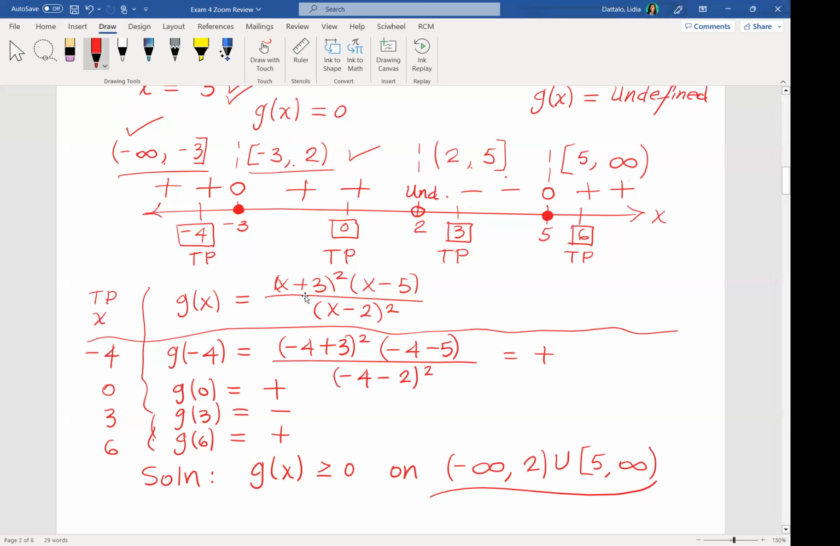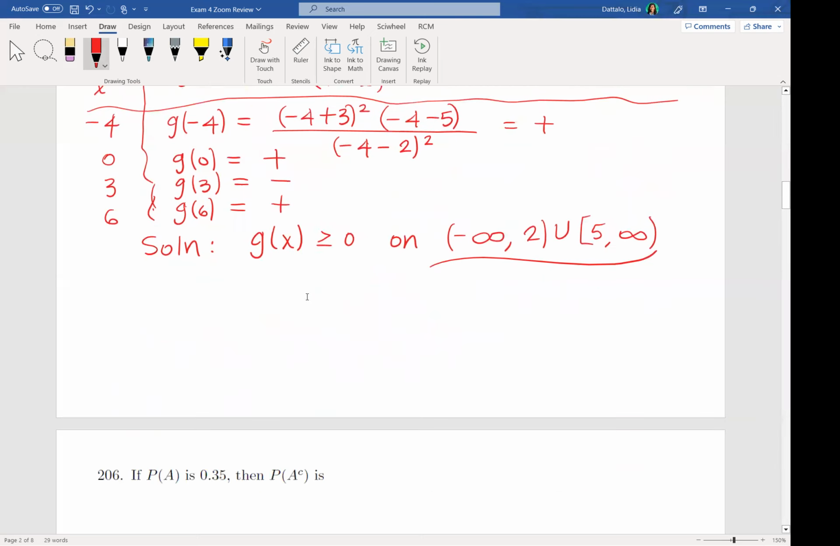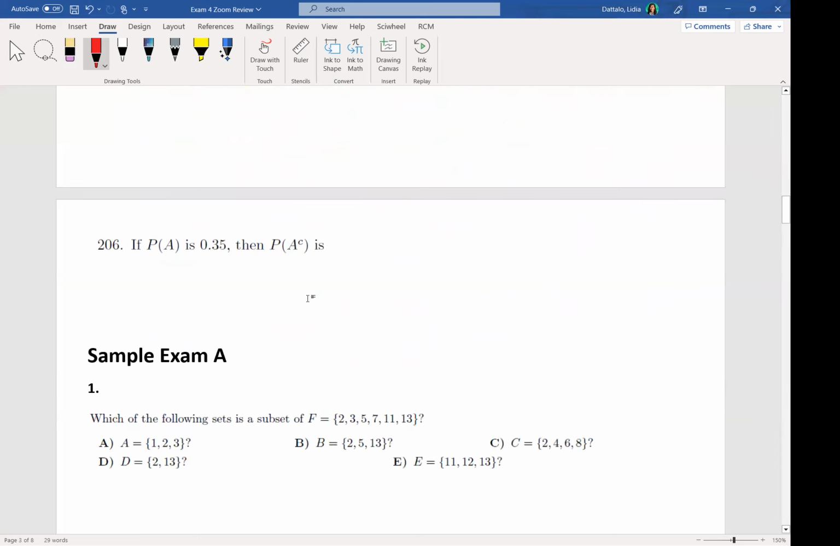Okay, so that's the end of that one. Let's go to the next one. Another problem from the unit for discussion.